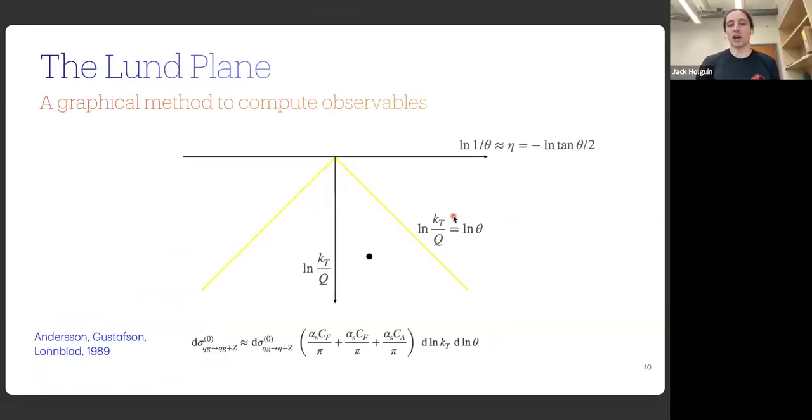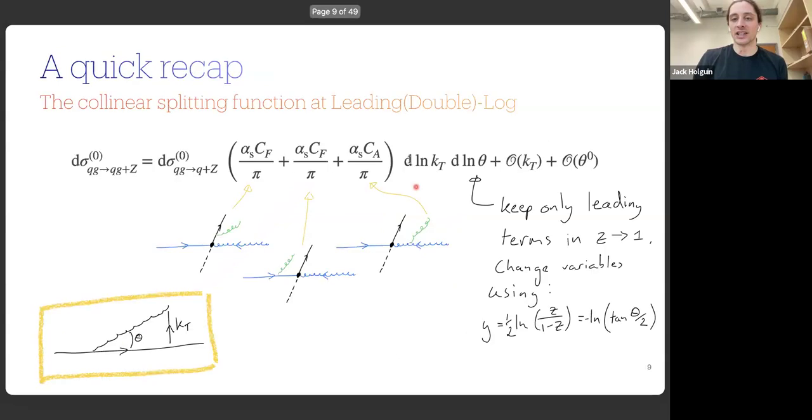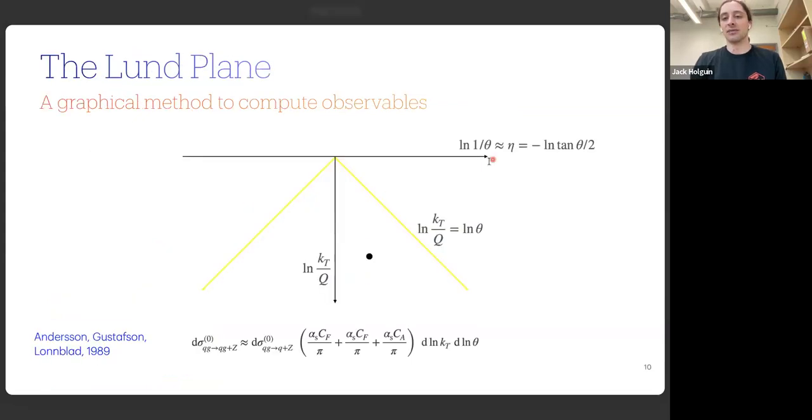Okay, so with this, we can now plot this phase space that we're going to integrate over, because the actual matrix element that survives is just a constant. So we can understand the entire phase space we're going to integrate our observable over by just plotting the log KT and log theta plane. And that looks like this. If we put a minus sign in, so it's log 1 over theta, so that it's then approximately equal to the rapidity of the emission with respect to its parent, then the phase space looks like this.